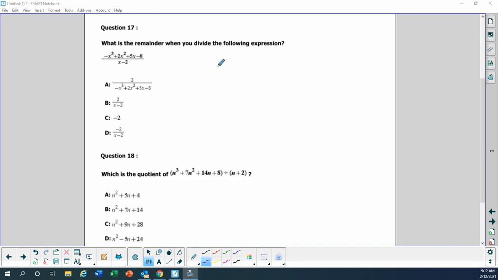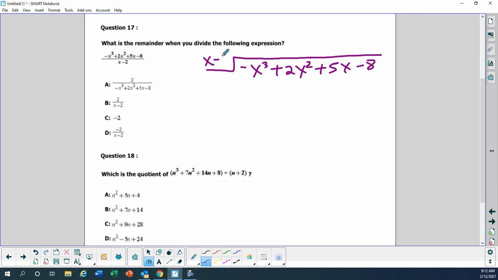You can do synthetic, or if you want to just do long division. I'm usually a long division person because that's what I grew up with. So -x³ plus 2x squared plus 5x minus 8, divided by x minus 2. Once you write it down, remember, you take the first coefficient, -x³, and divide by x. Whatever you get goes on top.